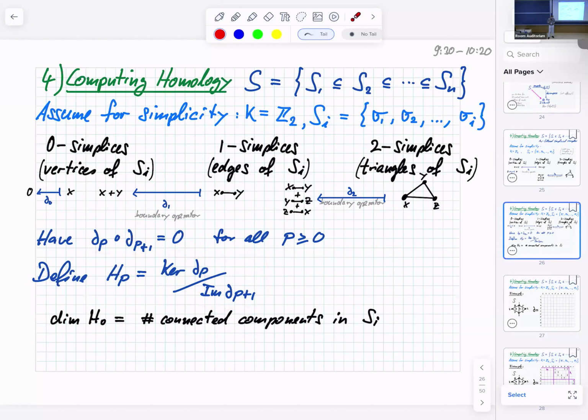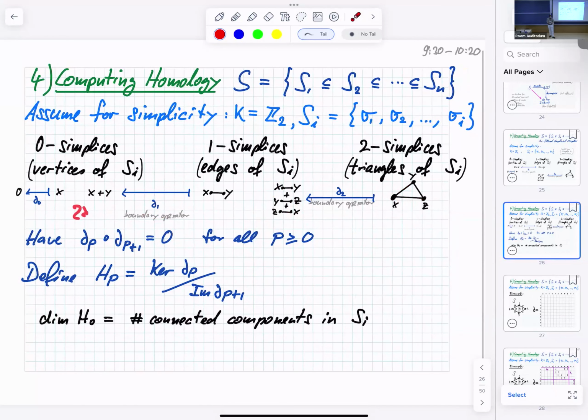Okay, so if I look at my simplified version over Z2, what happens if I start here with a vertex X? The vertex X will be adjacent to two edges. It appears here and it appears there, right? And then I map it along the next operator delta one. I get two copies of X on the other side, right? But the two copies of X over the field with two elements are zero. Good? So going from here all the way down there, the composition is zero.